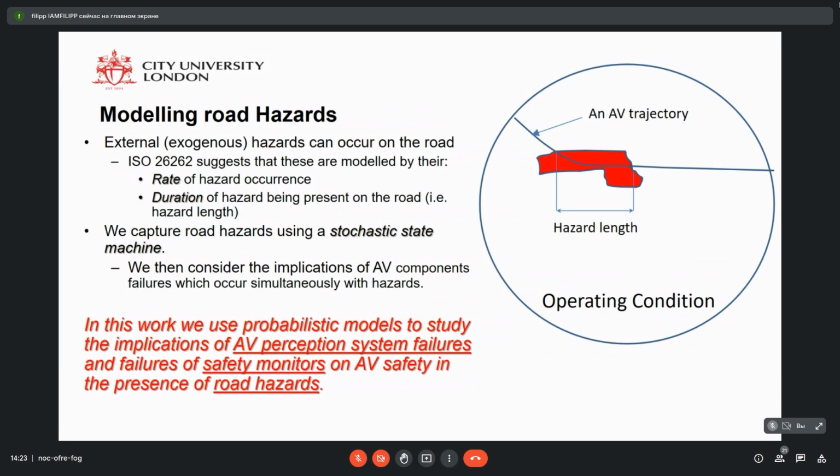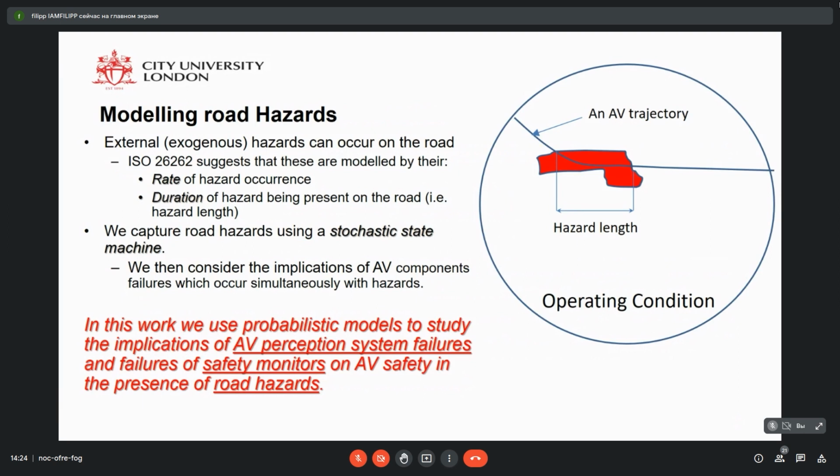So we essentially use a stochastic state machine in which the state of hazard on the road is represented by a specific state, and then how long the model will stay in this particular state is a random variable, which again, the parameters of the random variable can be estimated using the available data, publicly or proprietary data. But this is conceptually very clear. We have a state, and how long the model stays in this state is governed by a probabilistic parameter.